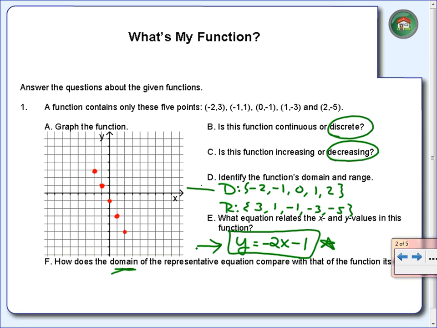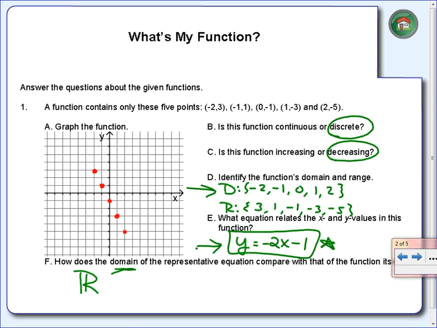Is that the same domain that we wrote down over here? No. So there's a huge difference between the equation and the function that we have here. So here's what I want you to write down for me on F. The domain for the equation is all real numbers. And guys, remember, we do have this notation we can use for all real numbers. The domain for the equation is all real numbers.